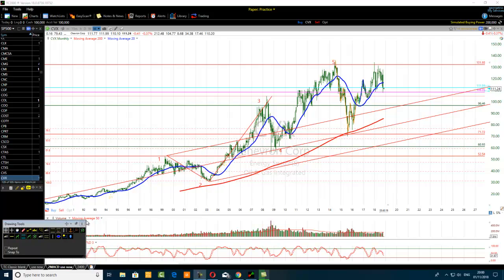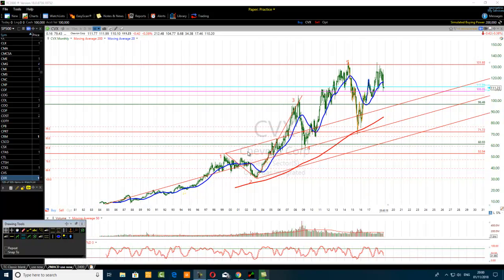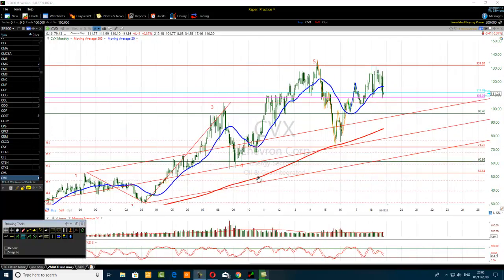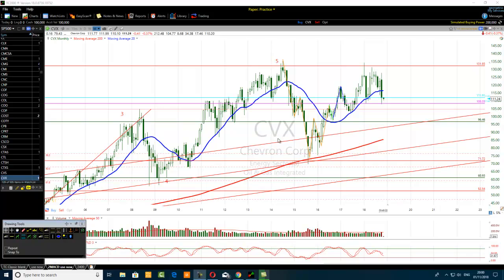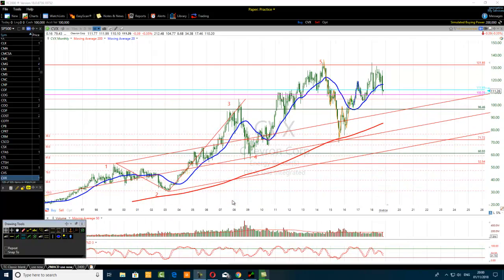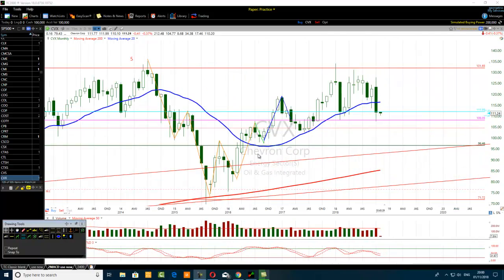But here we are, I'm counting waves. This is Chevron. That's a beautiful name, Chevron Corporation, ticker CVX. Though the name sounds French, it's not French.